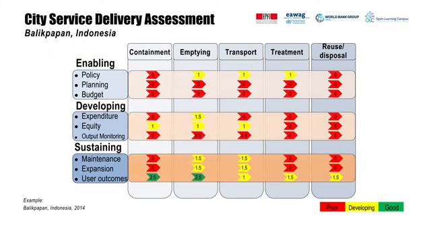But before we do that, here is an example of a city sanitation delivery assessment from Balikpapan in Indonesia, which was conducted in 2014. In the diagram, we can see that there was no effective planning of sanitation services, and consequently no budgets were allocated. And the reason for this was because no institution had responsibility for the entire sanitation service chain, although there was responsibility for the sludge treatment works.